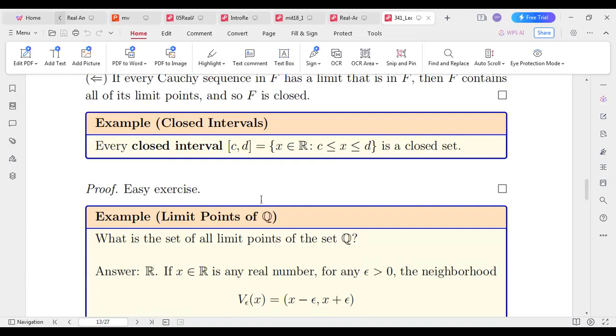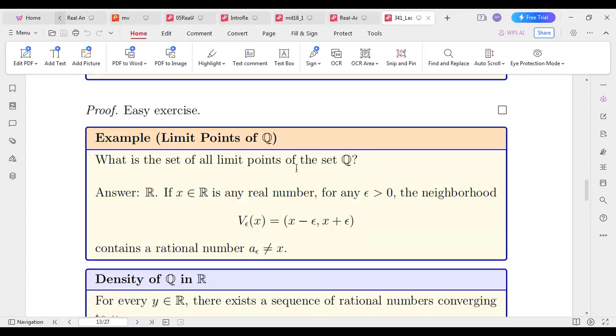For example, the limit points of the rational numbers Q. What is the limit point of the rational numbers? If X belongs to the real numbers, any real number, then for epsilon greater than 0, in the neighborhood, the ball with center X and radius epsilon contains a rational number a not equal to X. This is why it is a limit point.